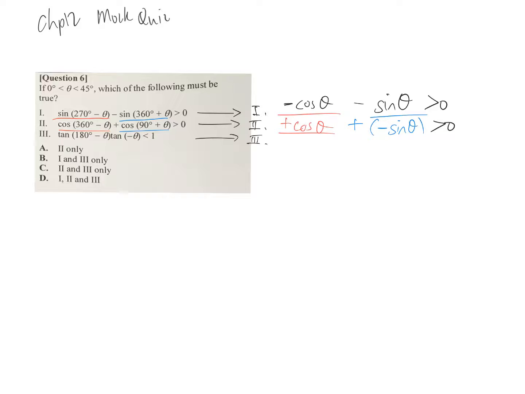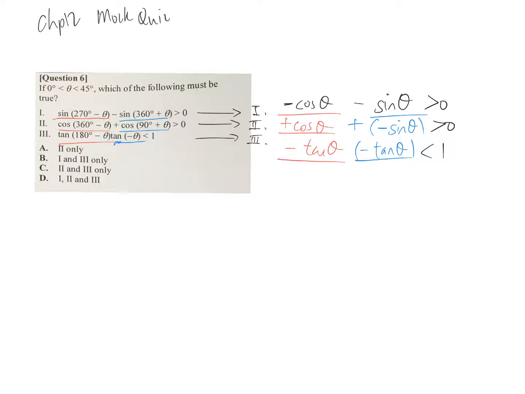For the third one, tangent 180 minus theta is in the sine quadrant, so it is negative, and 180 needs no change, so negative tangent theta. Also for the second one, negative theta is in the quadrant of cosine, so you need a negative again, and negative theta needs no change. It is not 90 or 270.